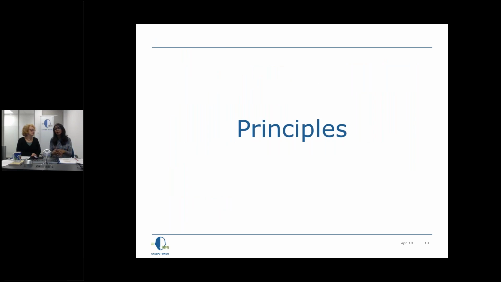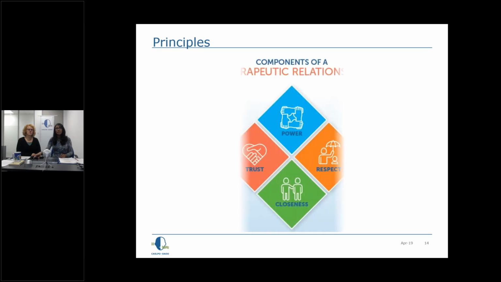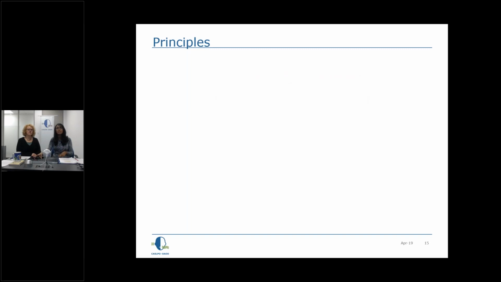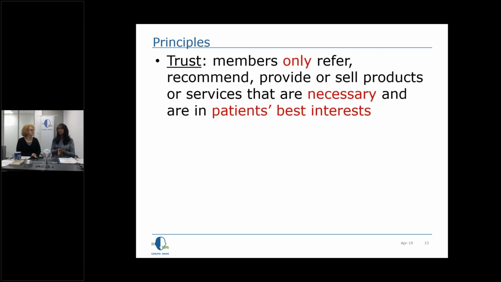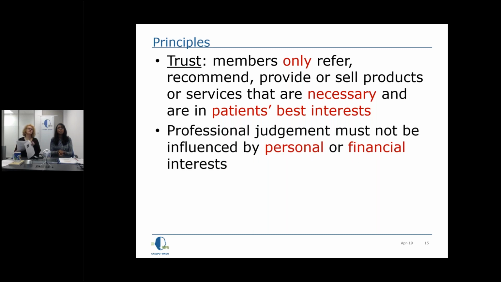So I'm going to take you through the principles that ground these standards. And I have a nice handy-dandy little image here to display the components of the therapeutic relationship. And that's always important to remember, that within any provision of healthcare, you are engaged in that therapeutic relationship. And it's based on power, respect, closeness, and trust. In particular, trust is crucially important in that relationship, because patients come to you trusting that when you make a recommendation, it's for their best interest. It's necessary for their healthcare, and it's not for your best interest as the healthcare professional. They trust that your professional judgment is not influenced by your own personal or financial interests.